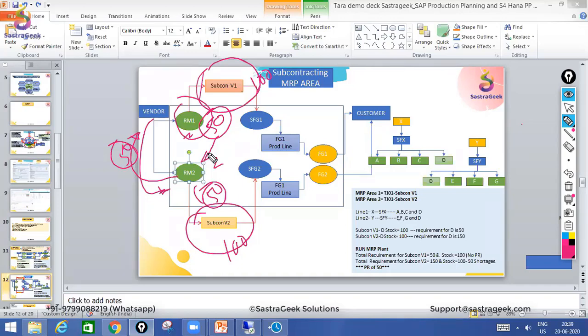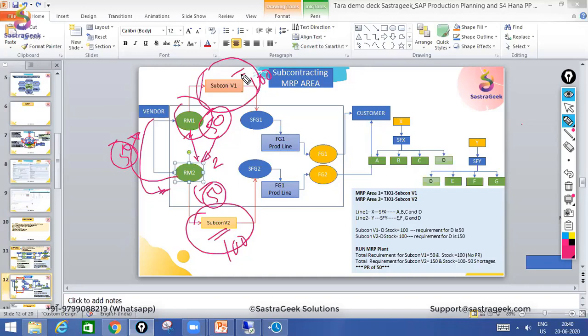Based on our business requirement, we need to configure. Now in the same scenario, if I'm not able to transfer the material from here to here because I don't have transport facility, in that case, I need to create two separate MRP areas for storage location also. If I can transfer material from RM1 to RM2, in that case I need not create a storage location MRP area. I will only create a subcontractor MRP area and I can do my planning.